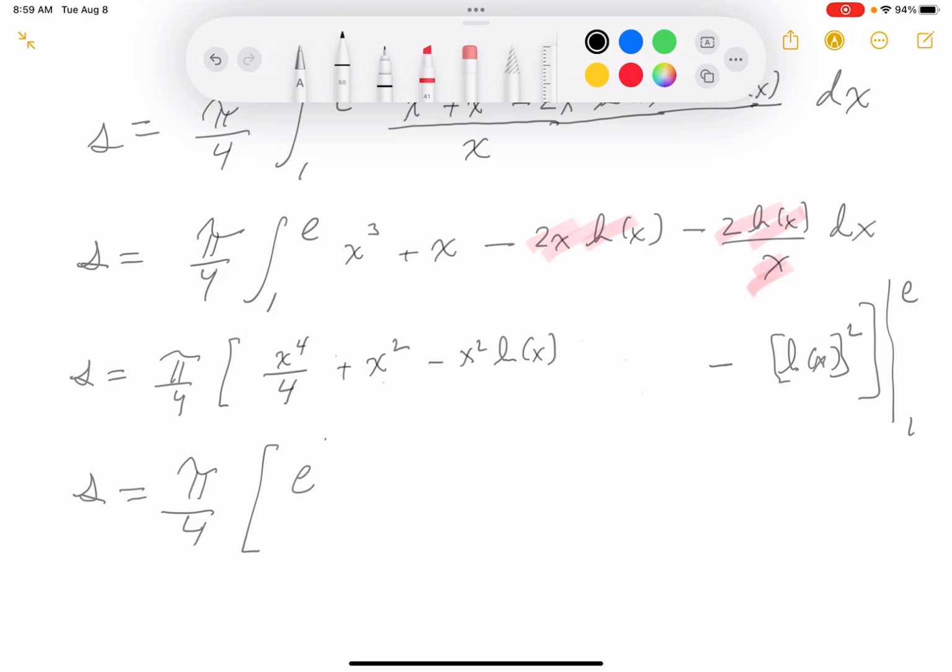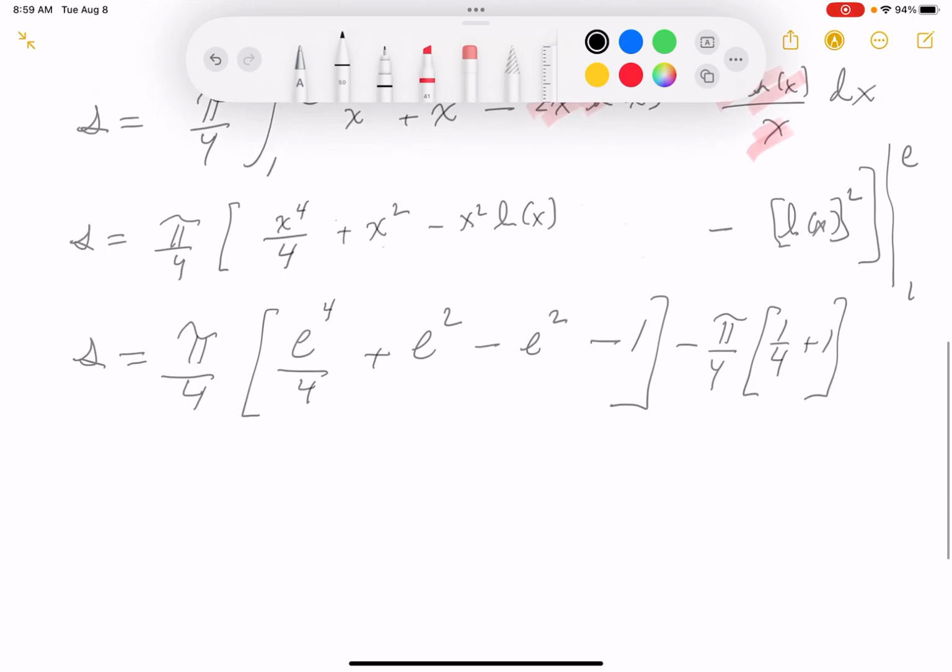So it's going to be e to the 4th power over 4 plus e squared minus e squared. And the natural log of e is just 1. So I'm not going to write that down. And then minus, well, again, the natural log of e is just 1, and 1 squared is 1. Minus pi over 4. And now I got to put the 1 in there, right? So what do you get? 1/4 plus 1. And the natural log of 1 is 0, so I don't have to worry about that, right? I do have to worry about some arithmetic over here.